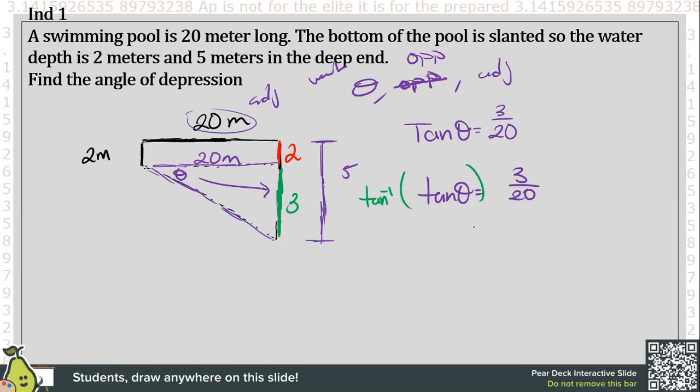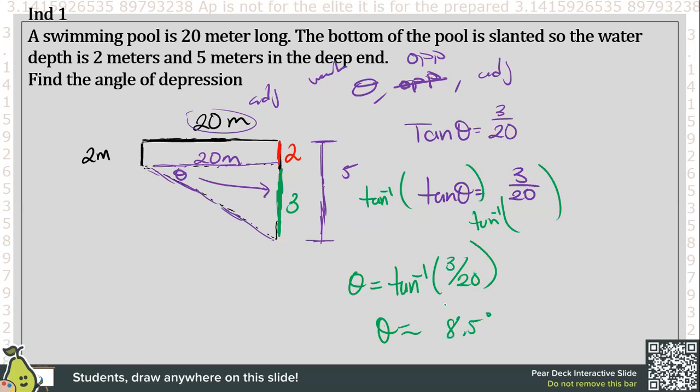So the inverse tangent of 3/20ths. So we have theta, because inverse tangent of tangent is just the inside, which is theta. It's equal to tangent inverse of 3 over 20. And our theta should give us approximately 8.5 degrees as our angle of depression.